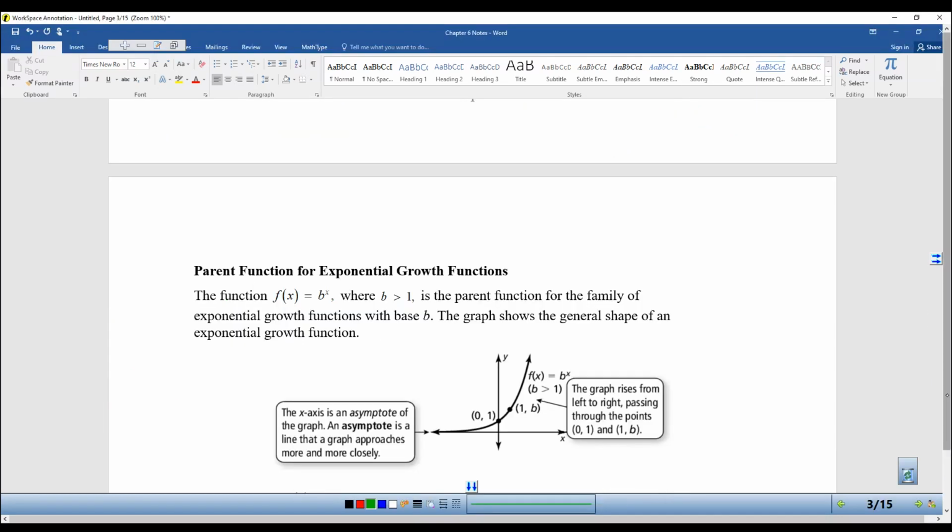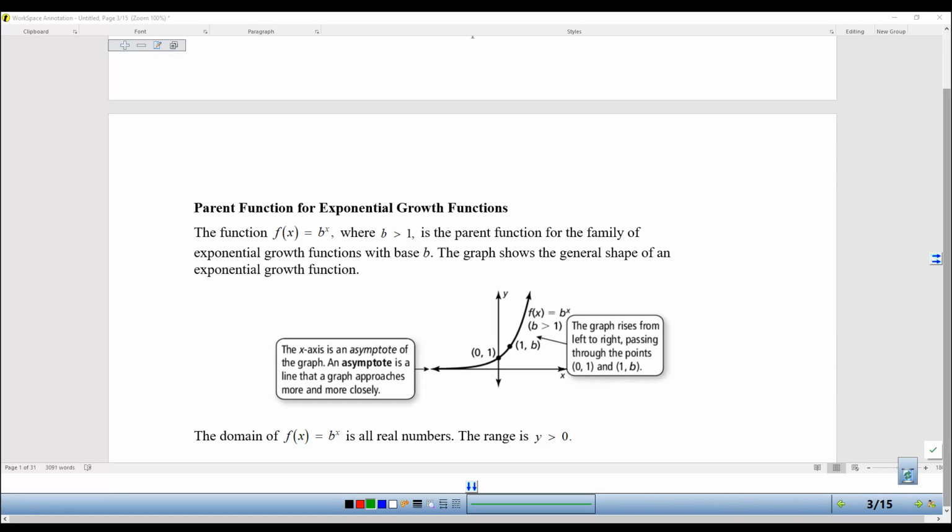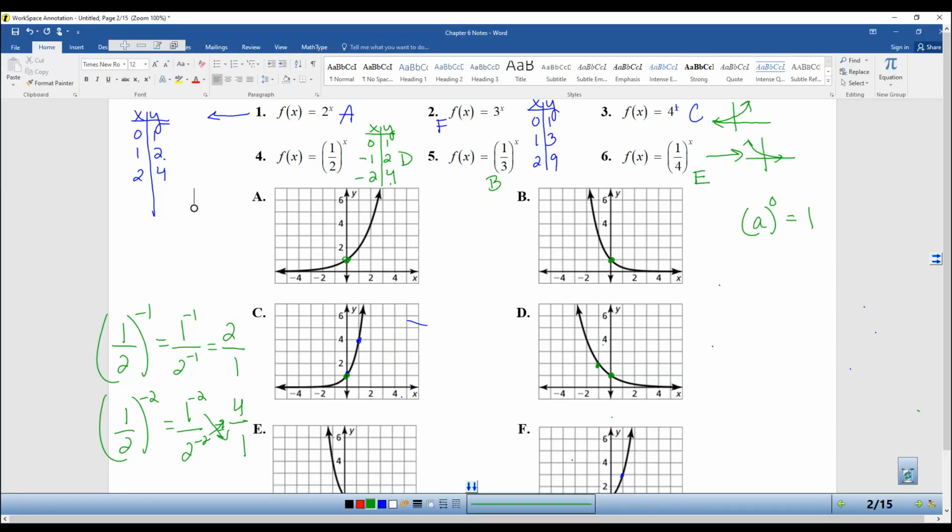So here's a little summary of things that I just talked about. If you have the function f of x is equal to b to the x, b does have to be greater than 1 for this to work. Then your general shape is going to look like this. It's going to pass through (0, 1), and it's going to have an asymptote. An asymptote is a line that a graph approaches more and more closely. And we're actually going to go back to this one to show you that.